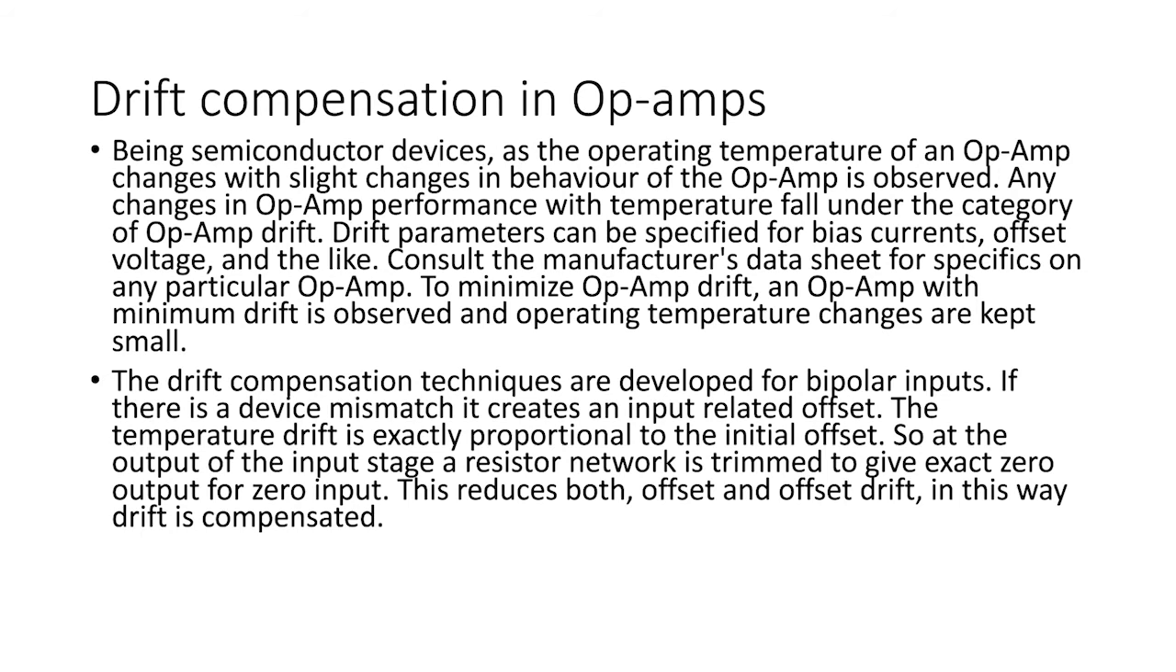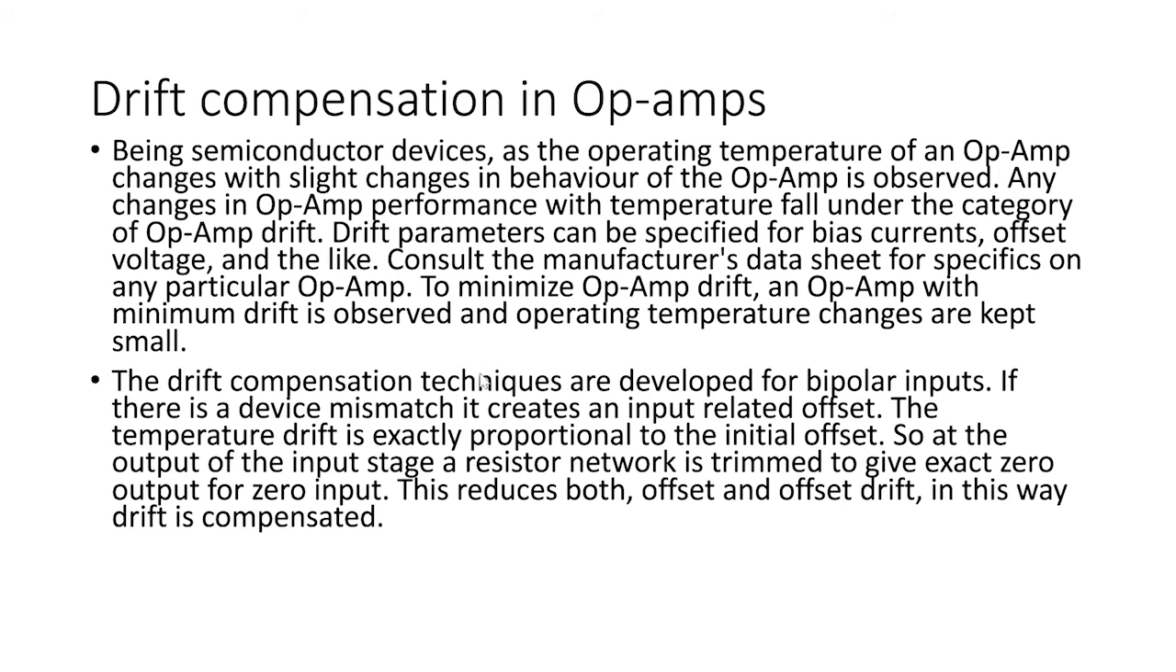To minimize the op-amp drift, an op-amp with minimum drift is chosen and operating temperature changes are kept small. That is, to reduce the op-amp drift, we have to choose an op-amp with minimum drift, keeping the operating temperature changes small.